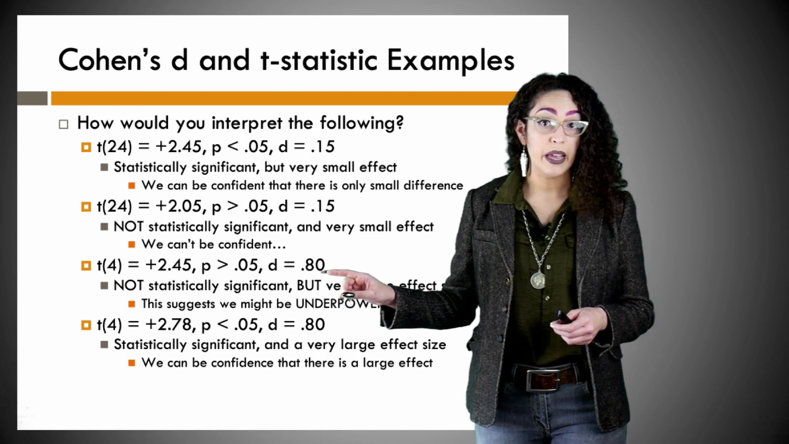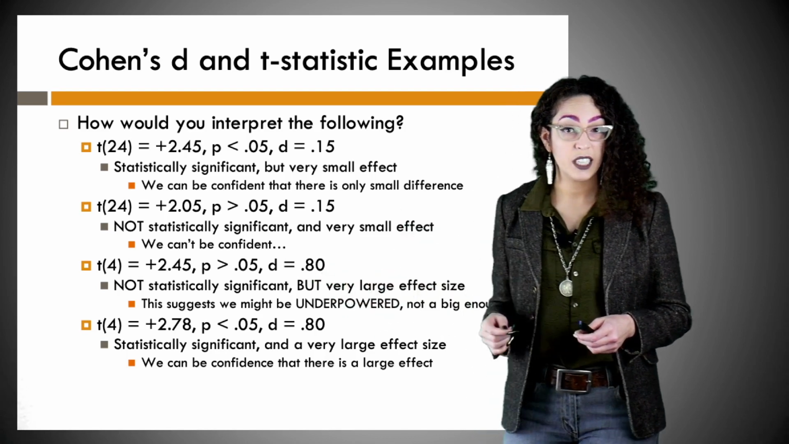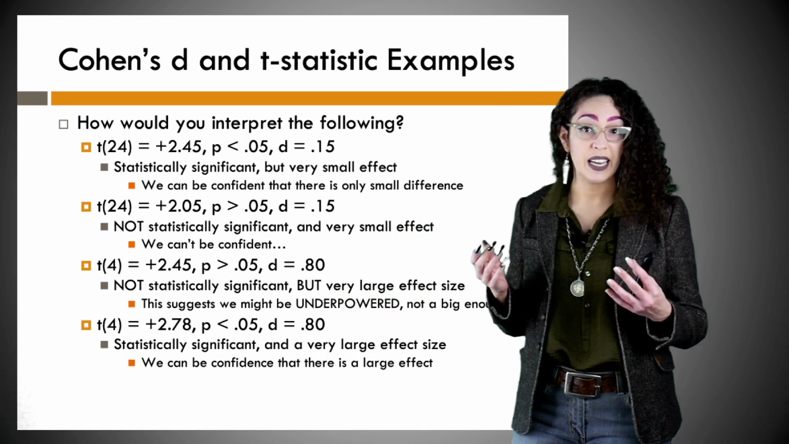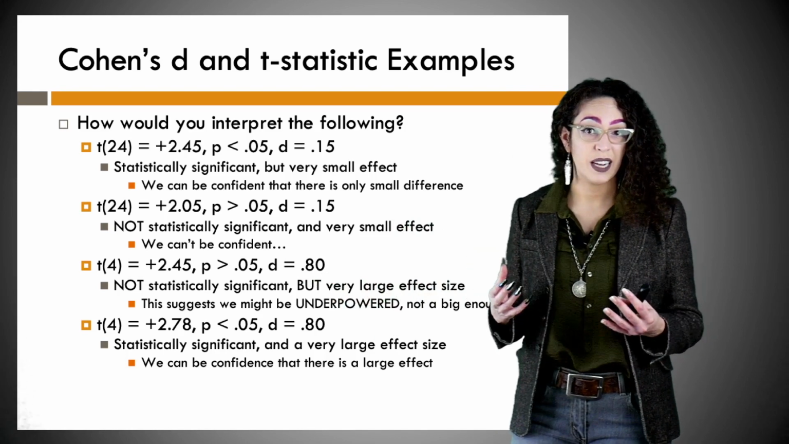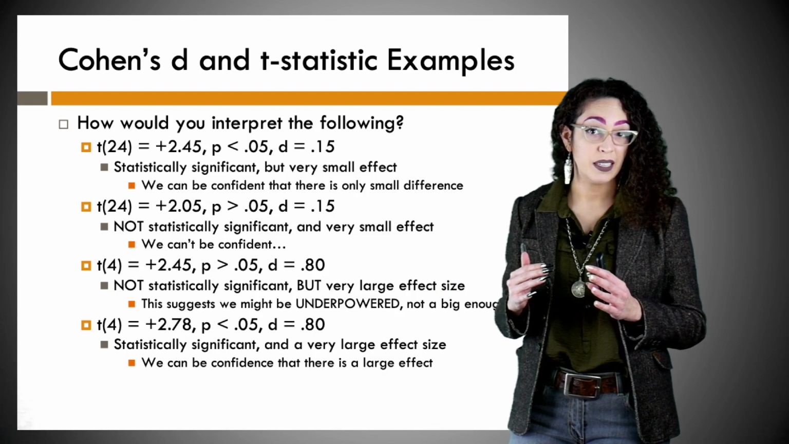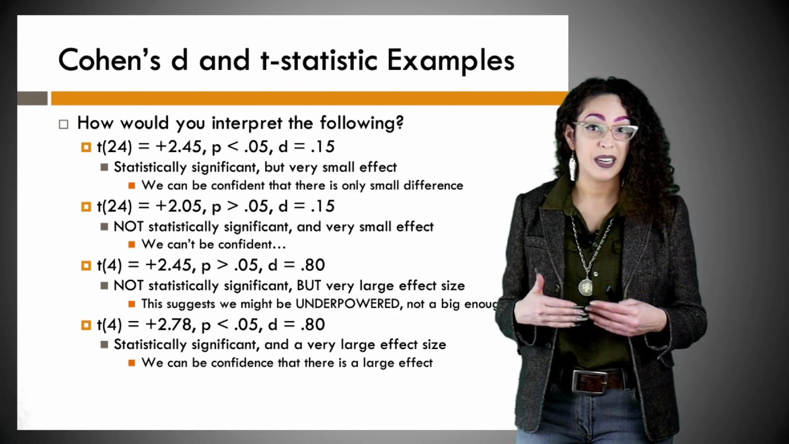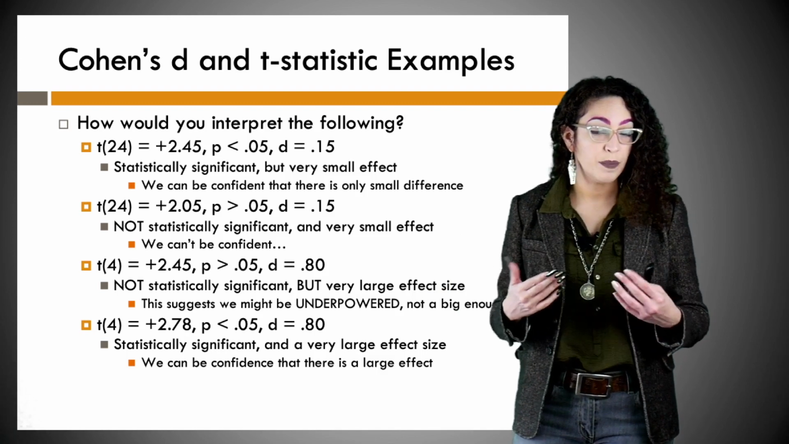That's pretty big. And you might want to actually go and do that experiment or that study again because you had a really strong effect size. You just had a really small sample size. So you might have been underpowered, meaning that you created a type 2 error.